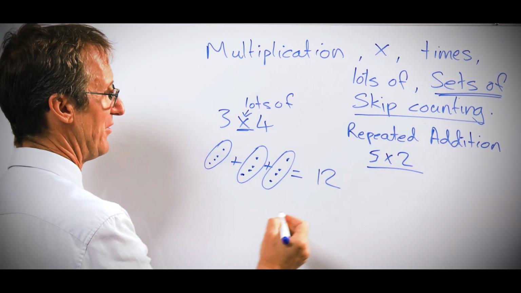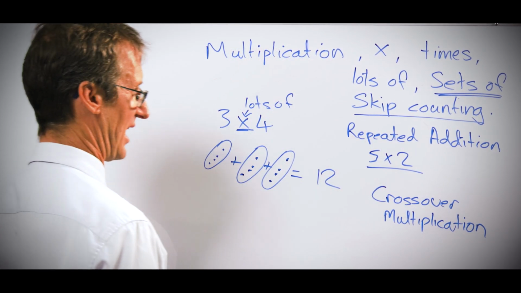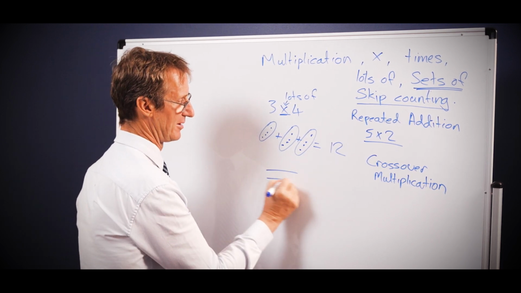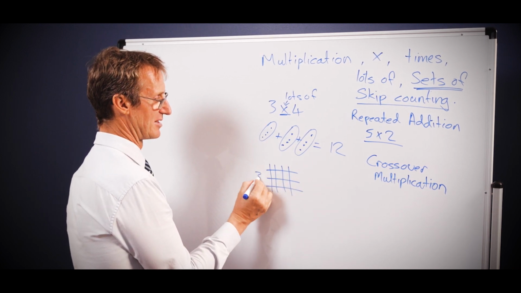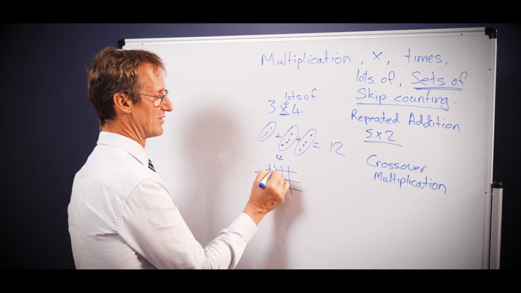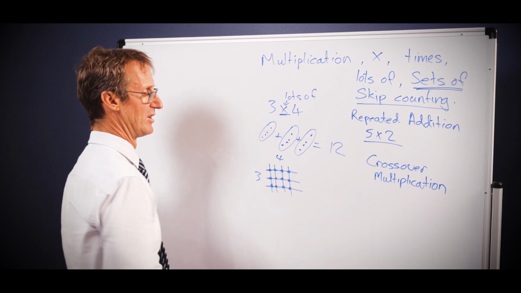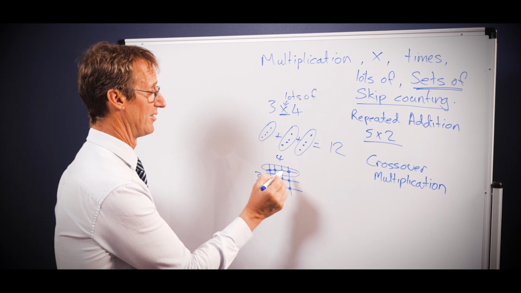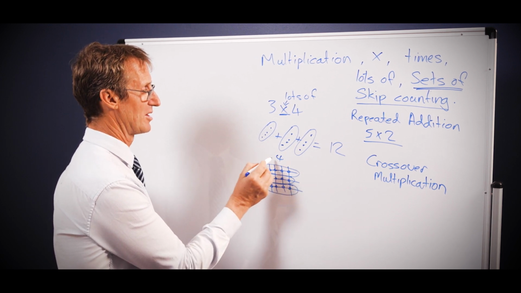I'll give you another little key for this as well. This is called crossover multiplication. Crossover multiplication is quite simply where you go 3 times 4, and you just count the crossovers: 1, 2, 3, 4, 5, 6, 7, 8, 9, 10, 11, 12. Now it's so simple how it works. Why? Because you can see there's a lot of 4, another lot of 4, another lot of 4. So it's 3 lots of 4.